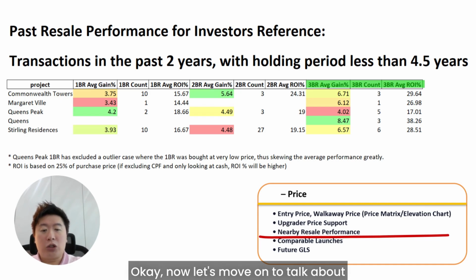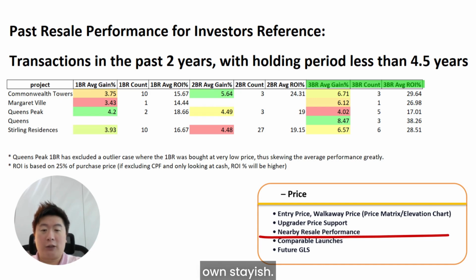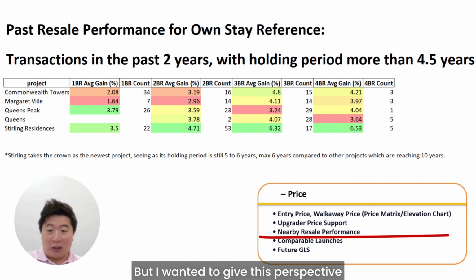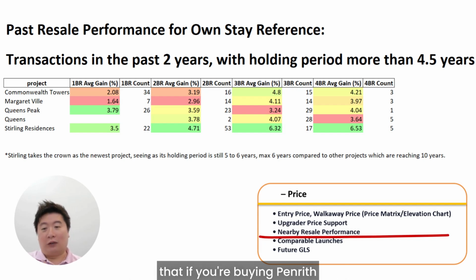Okay, now let's move on to talk about the resale performance for holding period more than 4.5 years. So more homestayish. Next up we have the resale performance for own stay. Some of these, for example for Queens, are many years. But I wanted to give this perspective as well so that you know that if you're buying Penrith for own stay, you still get very decent gains.